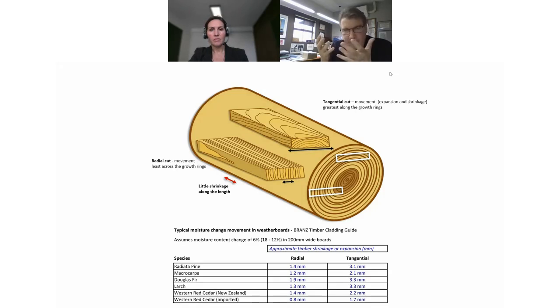What's interesting here is if you look at that chart one up, it goes Western red cedar, New Zealand. So cedar, the type of cedar grown in New Zealand, instead of 0.8 for the radial cut, will move 1.4. And the tangential cut, instead of 1.7, will move 2.2. And you're thinking to yourself, what's the difference there?